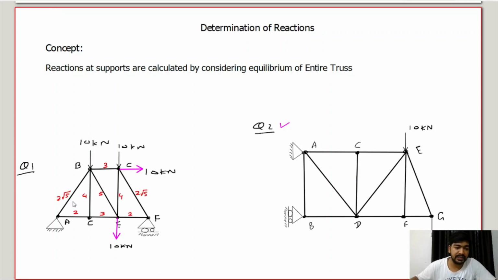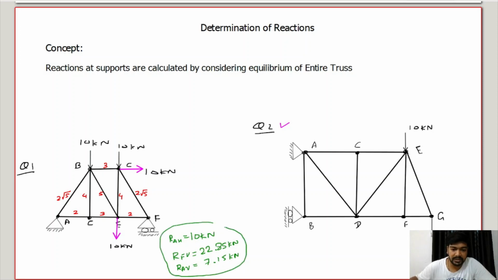Okay, so these are the dimensions of this member. This is the length of the member, and these all are in meter. Just solve this and have the answer. I'll tell you the answer. So these are the answers. Just try to solve this. If you want, we will take this in the lecture.